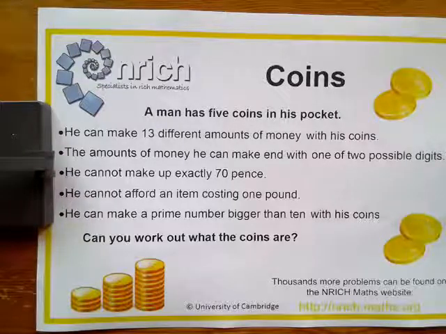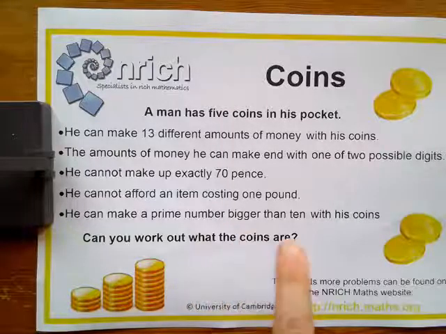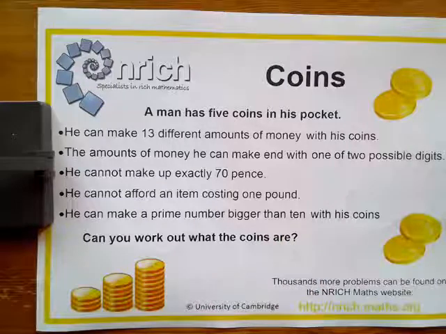I'm not going to read them out now, but you need to read through those clues and see if you can start to narrow down the coins that he might have in his pocket. I'll just give you an example of one of them. It says, he cannot afford an item costing exactly £1. That gives you a clue as to the 5 coins in his pocket. But like a logic puzzle, you'll need to work through those clues and see if you can narrow down the coins that he's got.